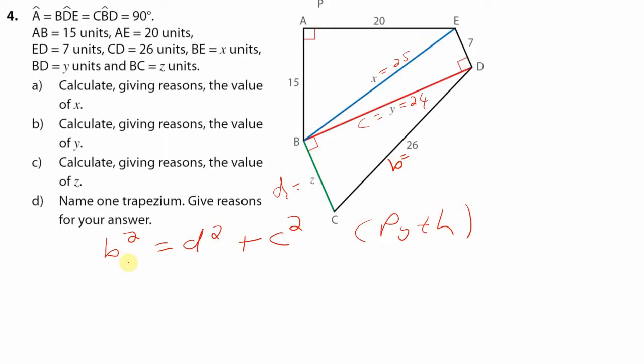Next hint, you're still struggling. Replace the letters or substitute them with the values. So do we know the value of b? Yes, it's 26. So we have to square 26. Do we know the value of d? No, it's z. So yes, in fact we know z, but we don't know the number value. So we replace d with z. So it's z squared plus, do we know c? Yes, 24. So we have to square that.